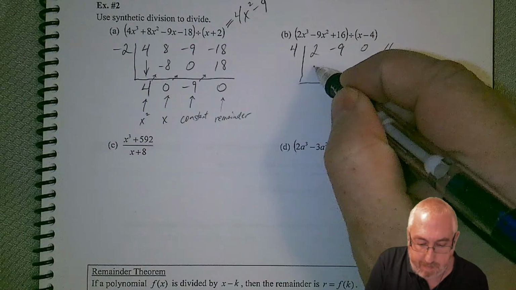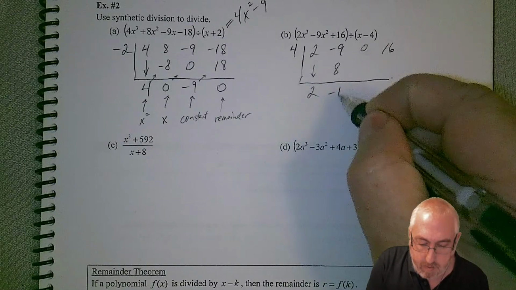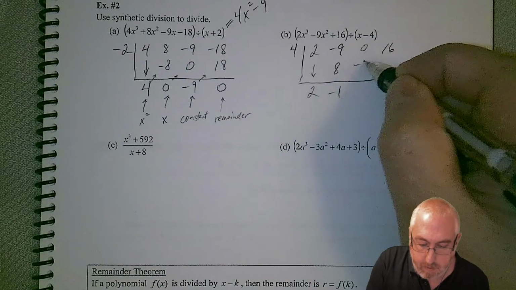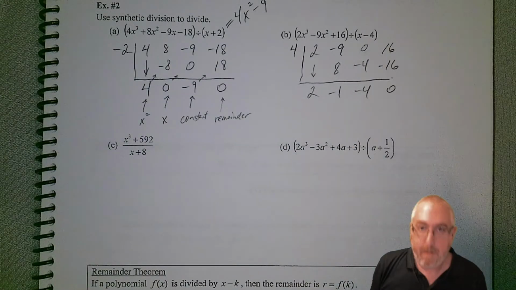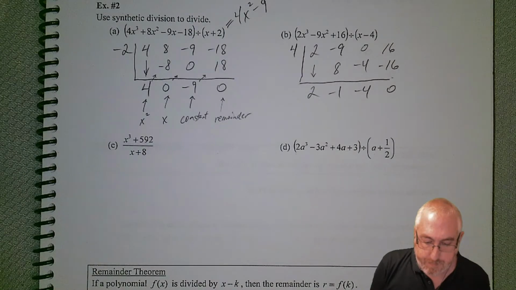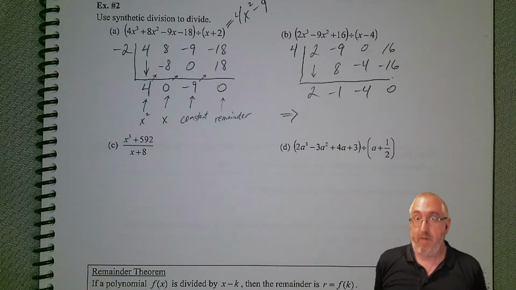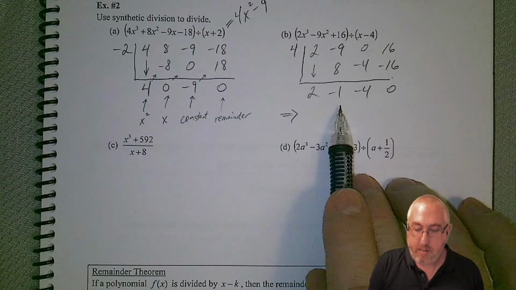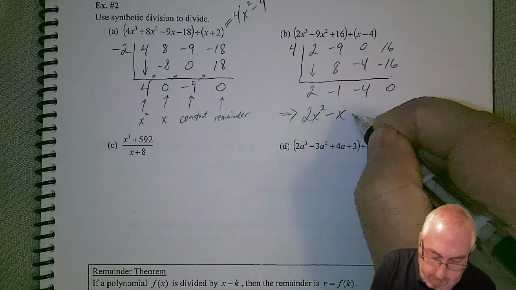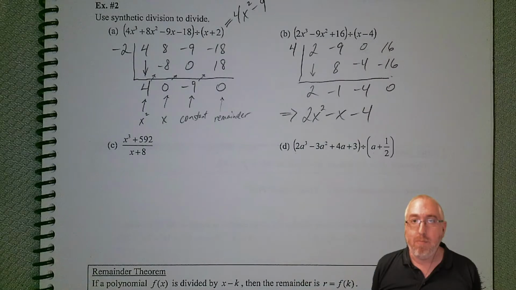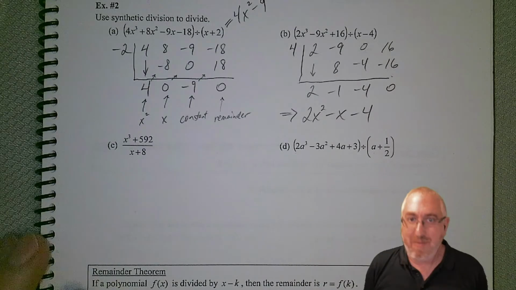So again, first step, drop down the 2, multiply, add, multiply, add, multiply, and add. So what do we get for a polynomial from that? So again, remainder, constant, x squared. So 2x squared minus x minus 4. Boom. Much faster than long division, but we can't use it all the time, unfortunately.